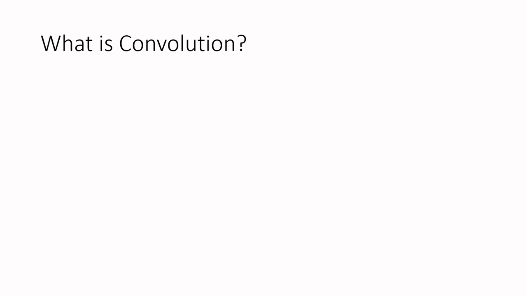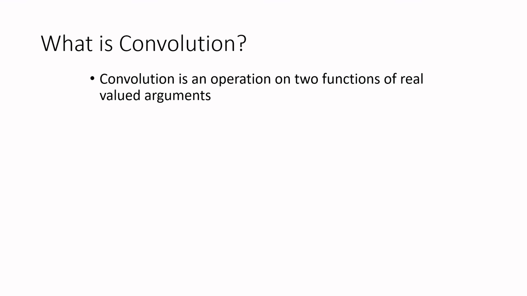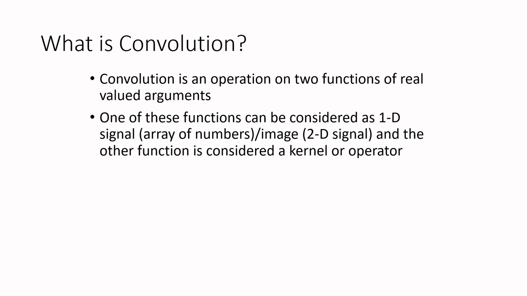So now let's come to defining what is convolution. Essentially, convolution is an operation on two functions of real valued arguments. One of these functions can be considered as a one-dimensional signal, an array of numbers, or an image, or it could be a two-dimensional signal, and the other function is considered a kernel or operator.